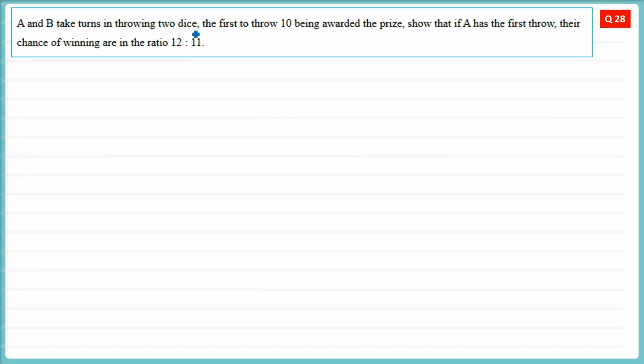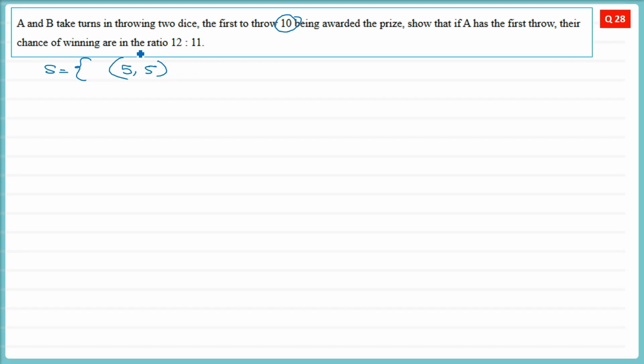A and B take turns in throwing 2 dice, the first to throw 10 being awarded the prize. So whoever gets a 10 gets a prize. Show that if A has the first throw, it's established that A is going to start, the chances of winning are in the ratio 12:11. Now we are going to do this question in a different way. If you remember, we have already completed a question with a 9:8 ratio. But here the set is getting a 10.